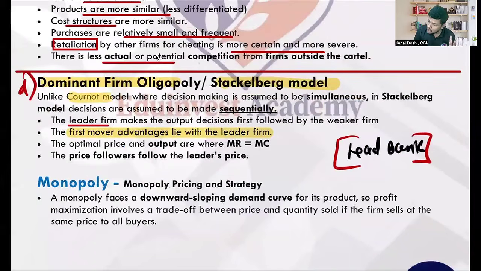Correct? So under the Cournot model, what happens? Remember, this is related to Cournot. In Cournot, there were only two firms, a duopoly. There, the decision was made simultaneously, meaning they made the decision together.